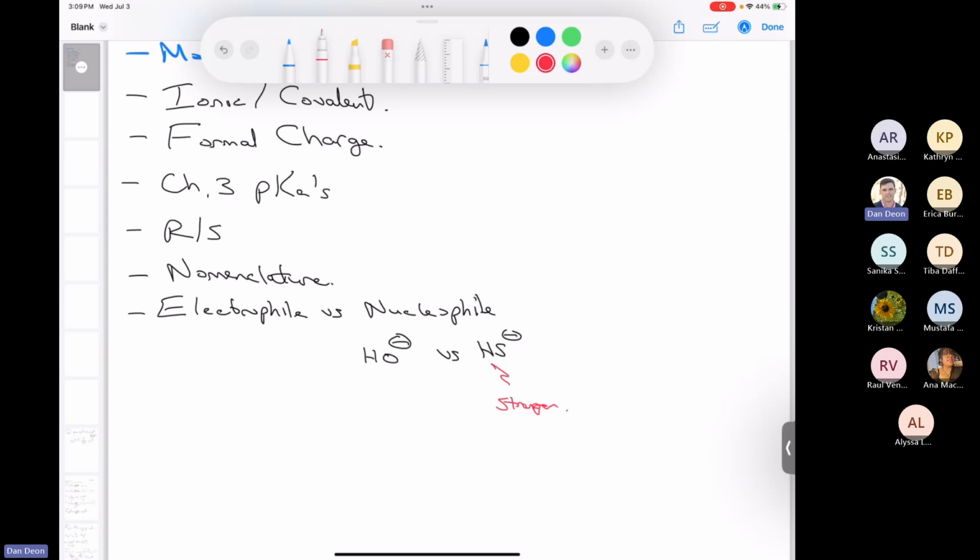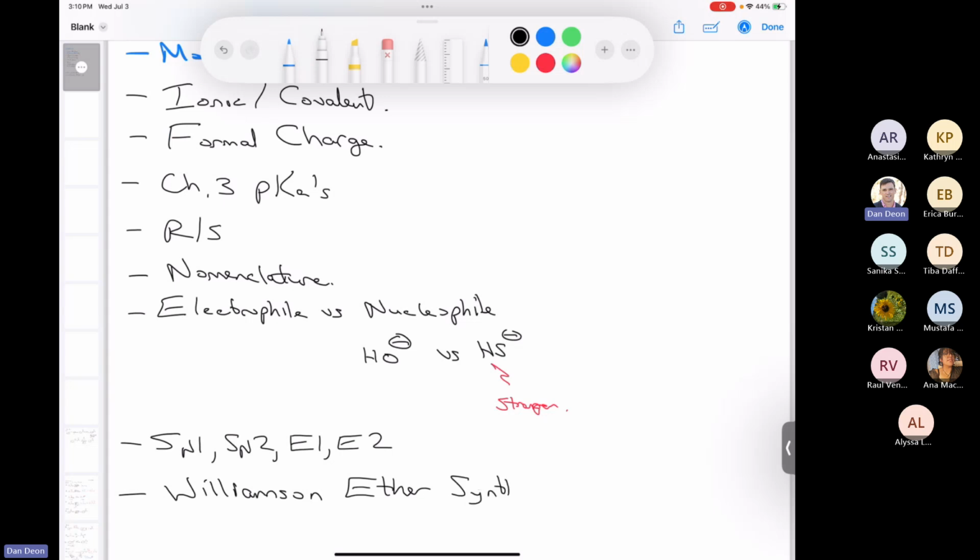So I'd also tell you you should know things like SN1, SN2, E1, and E2 reactions. Those things never go away. So I'd make sure you know that. What else? The final exam always seems to have a question that involves the Williamson ether synthesis. So Williamson ether synthesis, that always shows up. Very, very important.